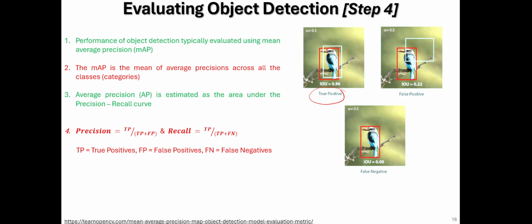The annotation is there, but your IOU score is very low, so you are not really predicting correctly. So it's actually a false positive in that sense. Your prediction is really not correct. That's exactly the scenario of false positive. And false negative means you are not predicting at all. The annotation is there, but you are not predicting, so that's a false negative.